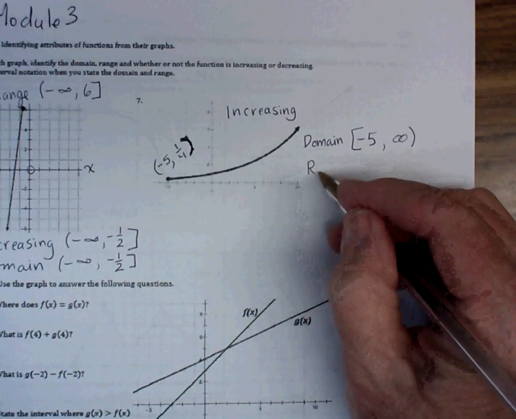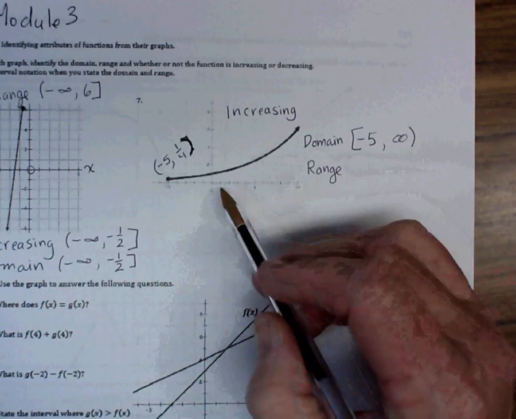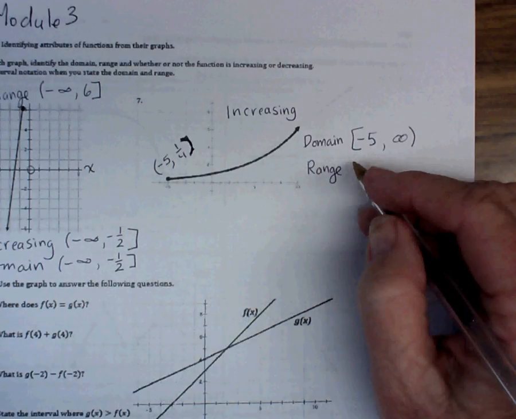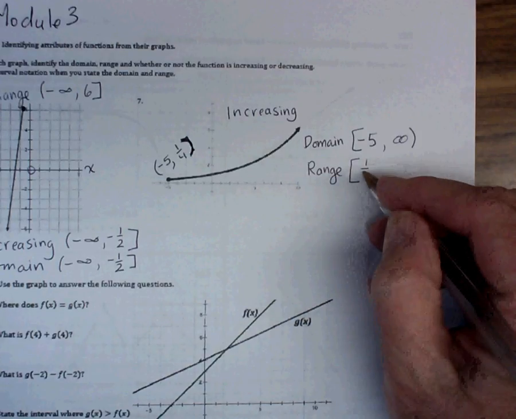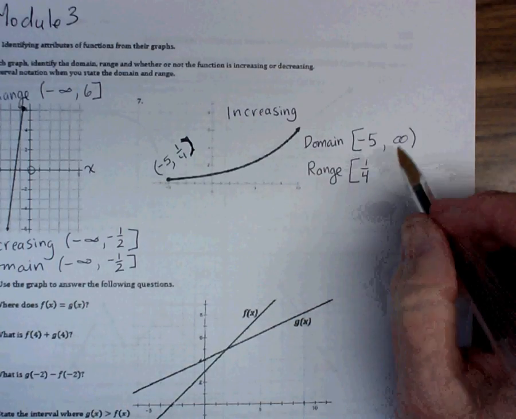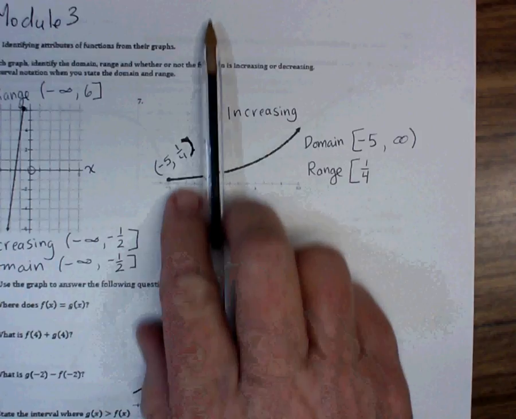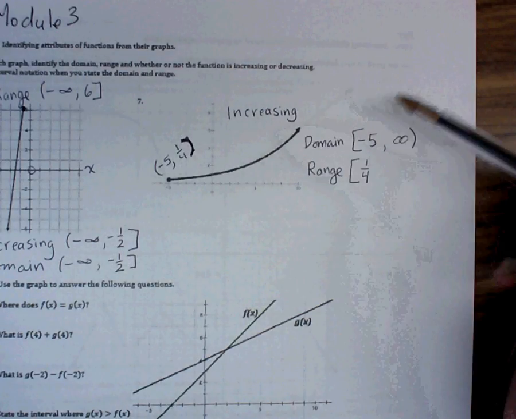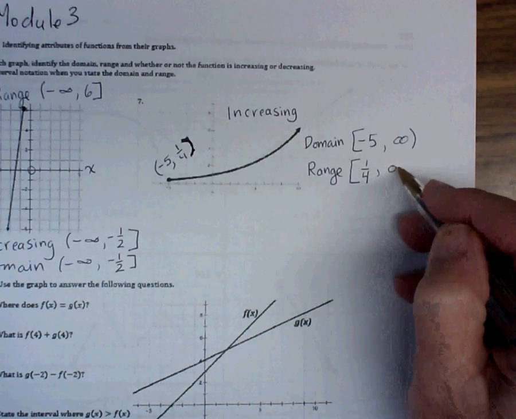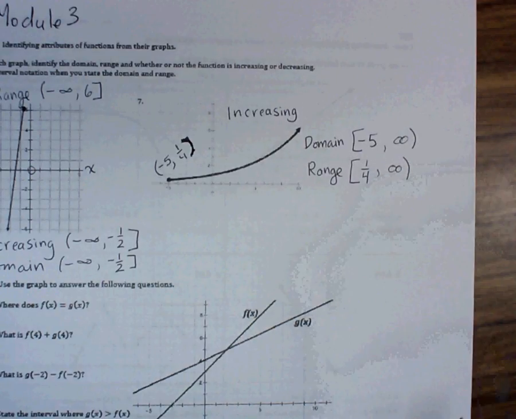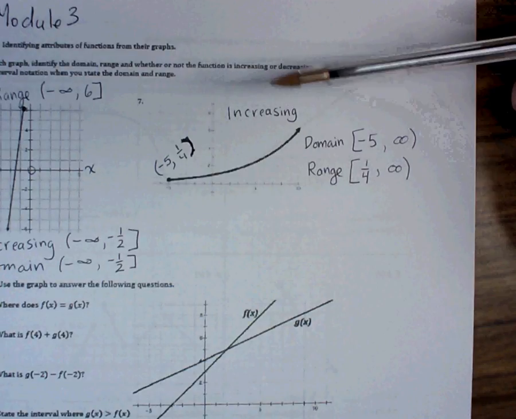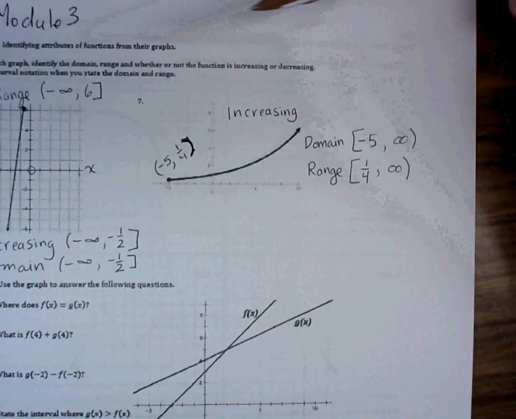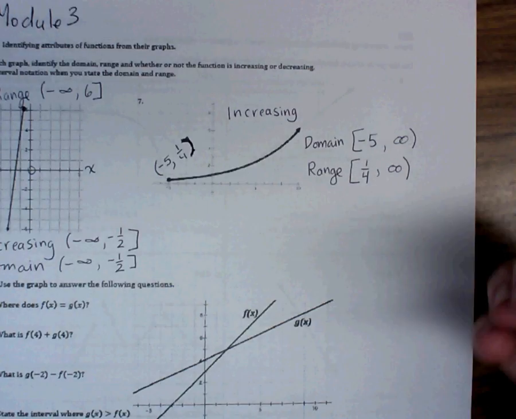And if I'm looking at my range, that's my y values. It starts at an estimated 1/4, and up here it's going to keep increasing. It doesn't look like it's ever going to turn in some other direction, so infinity. So what is the point here? You have to know how to find domain and range, and you have to know whether a function is increasing or decreasing.